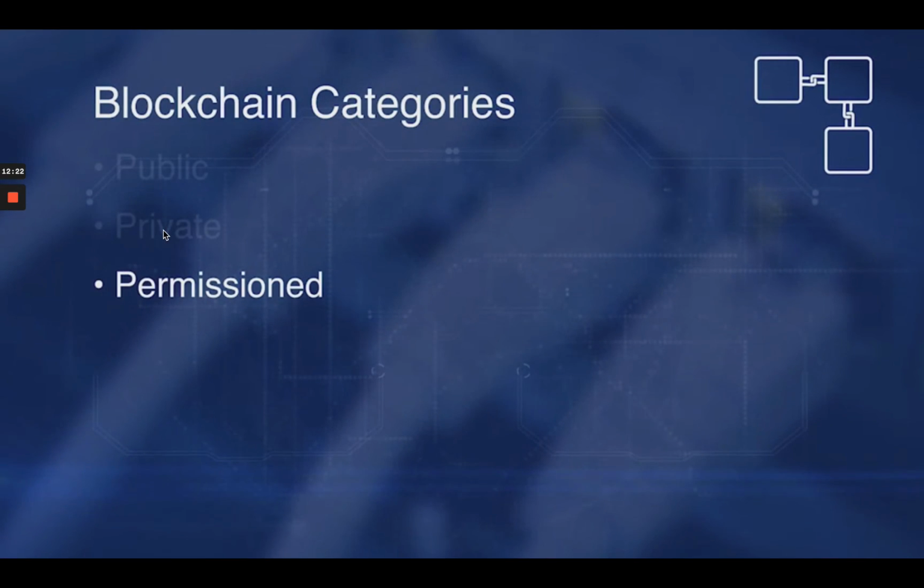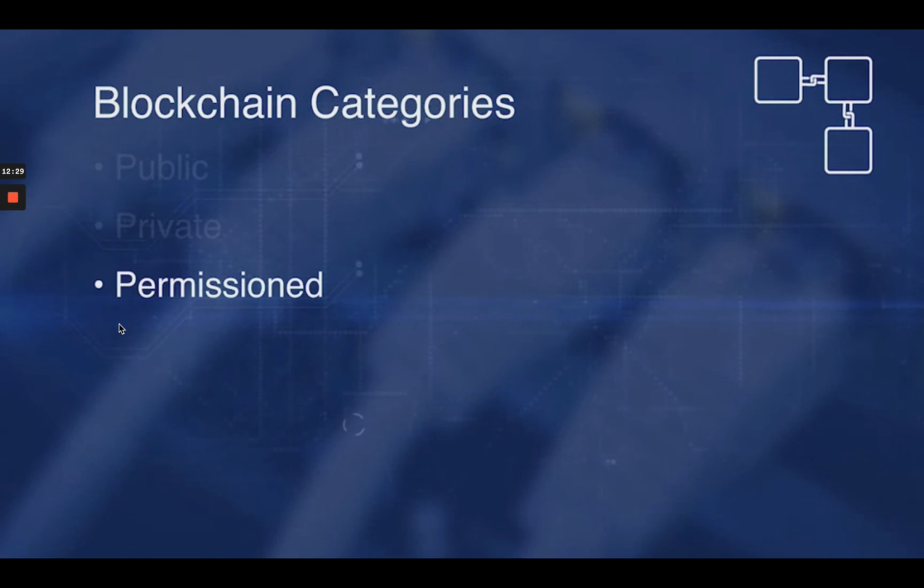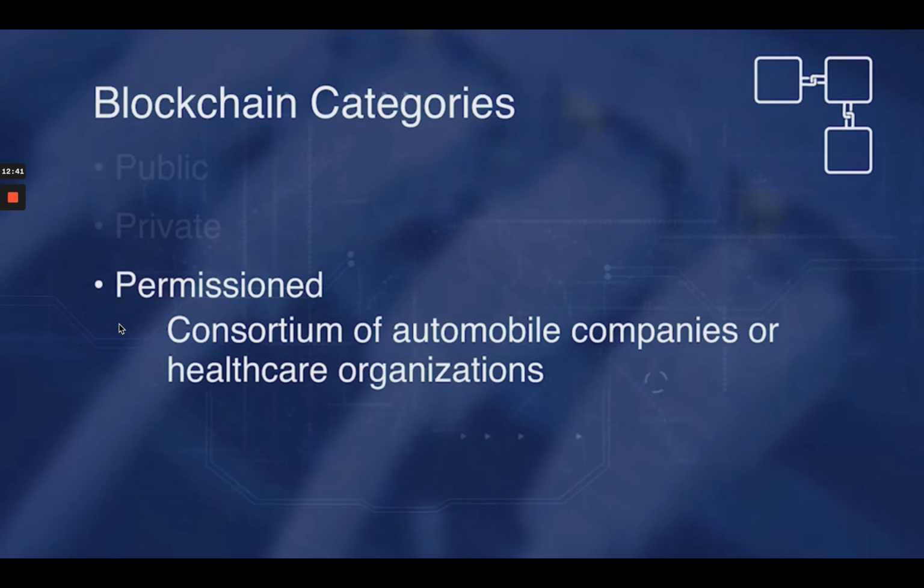The third classification of blockchain is permission blockchain, also called consortium blockchain. It is meant for a consortium of collaborating parties to transact on a blockchain for ease of governance, provenance, and accountability. For example, a consortium of all automobile companies or healthcare organizations. Permission blockchain has the benefits of a public blockchain, while allowing only users with permission to collaborate and transact.